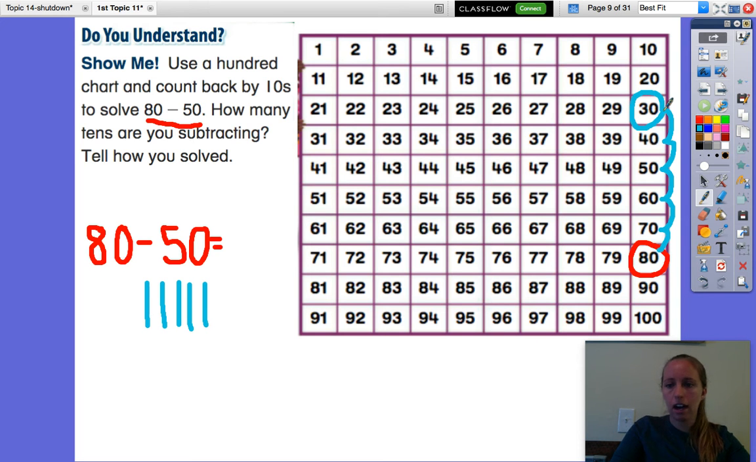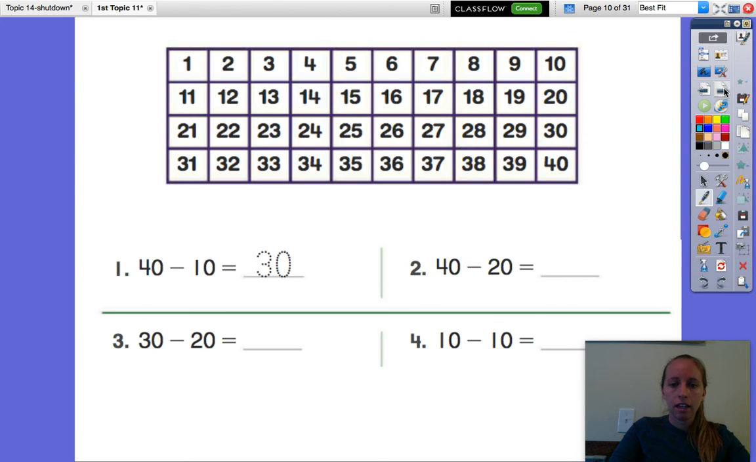I landed on 30, right? 80, started with 80. We subtracted 50. 10, 20, 30, 40, 50. 5 jumps of 10, right? And we landed on 30. So we know that our difference is 30. So 80 minus 50 is equal to 30. Now, if you turn the page, these problems you can do along with me.